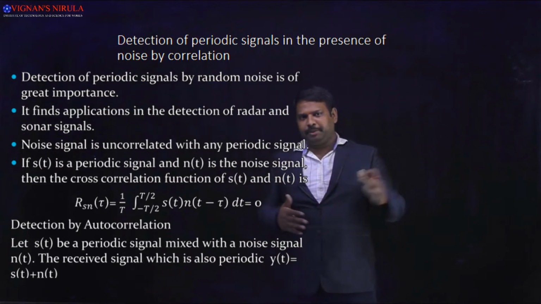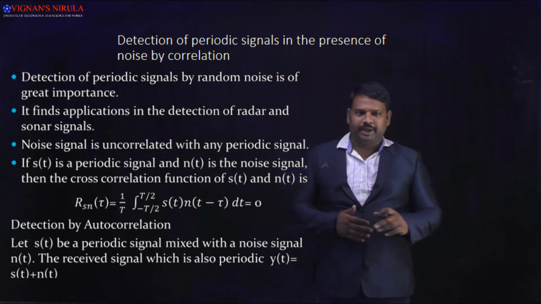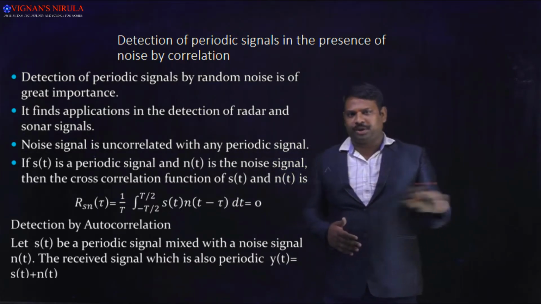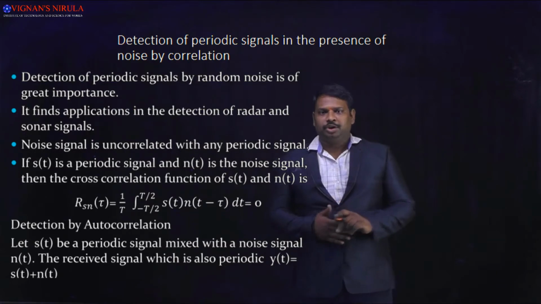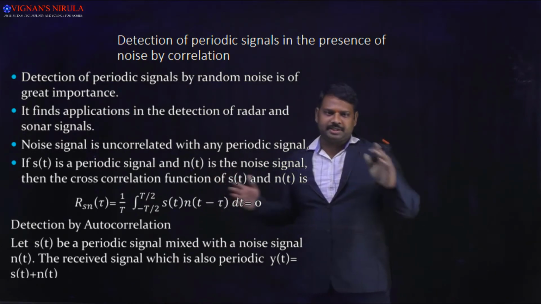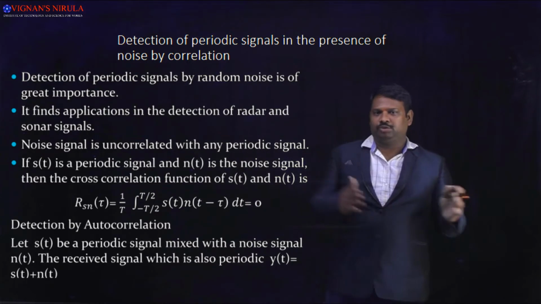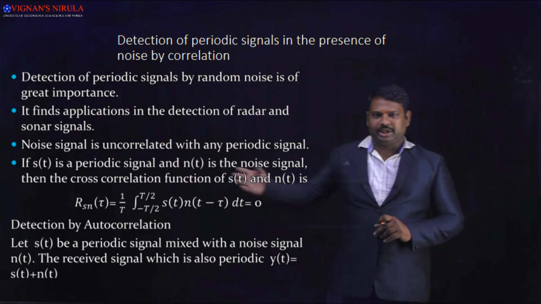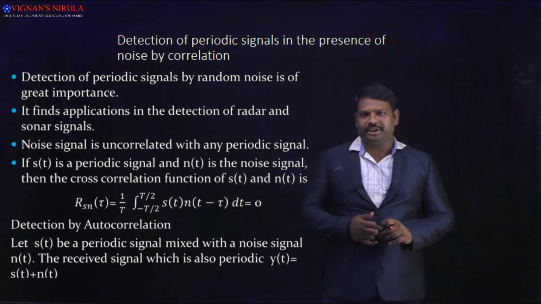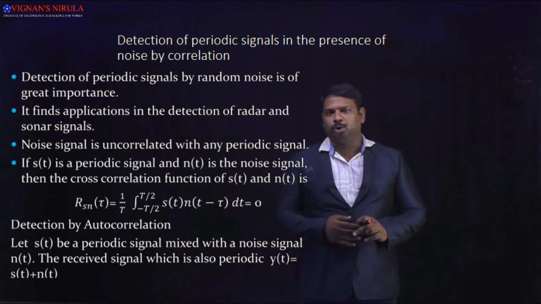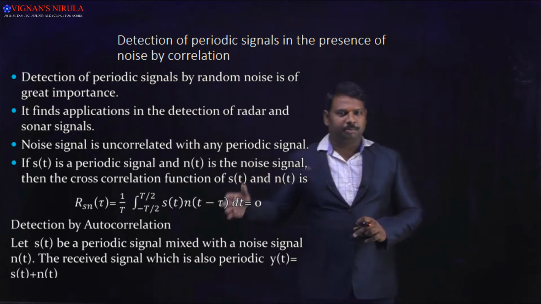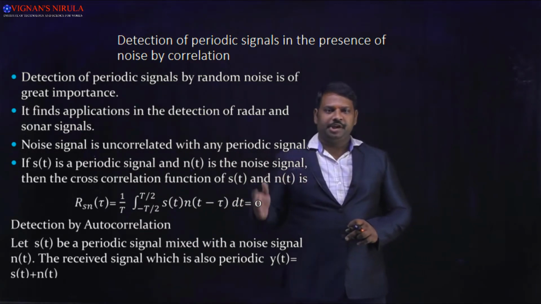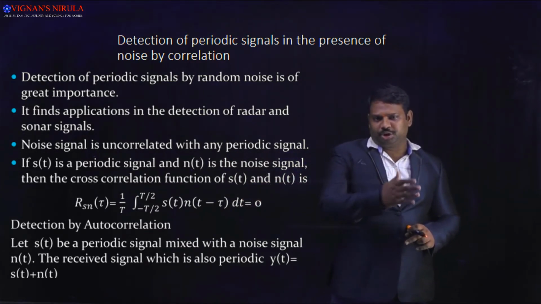That periodic signal can be represented in mathematical form, whereas the noise signal is always random, which cannot be represented in mathematical form. Therefore, when we take the correlation, that is the similarity between the noise and the periodic signal, its correlation value will be 0. That is, S of t is the periodic signal, N of t is the noise. Therefore, the cross correlation function of both of them, Rsn of tau equals 1 by T, integral from minus T by 2 to T by 2 of S of t, N of t minus tau dt, will always be 0.